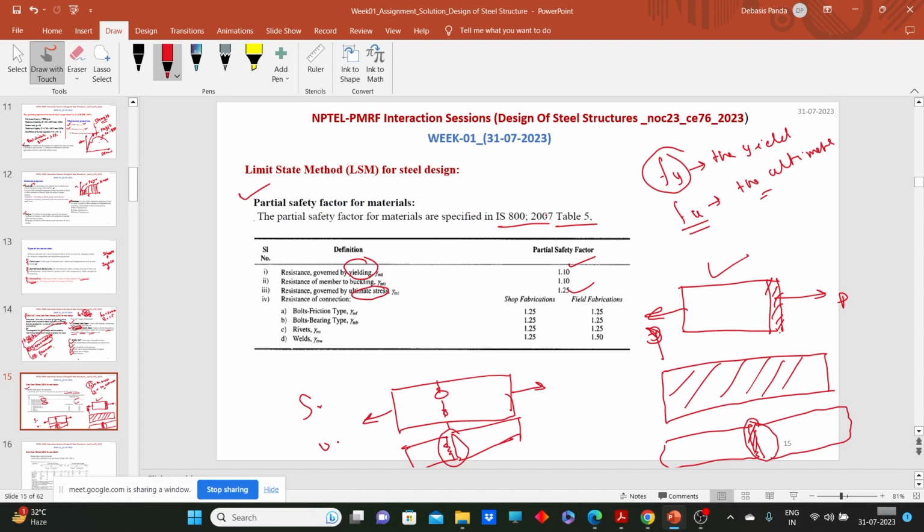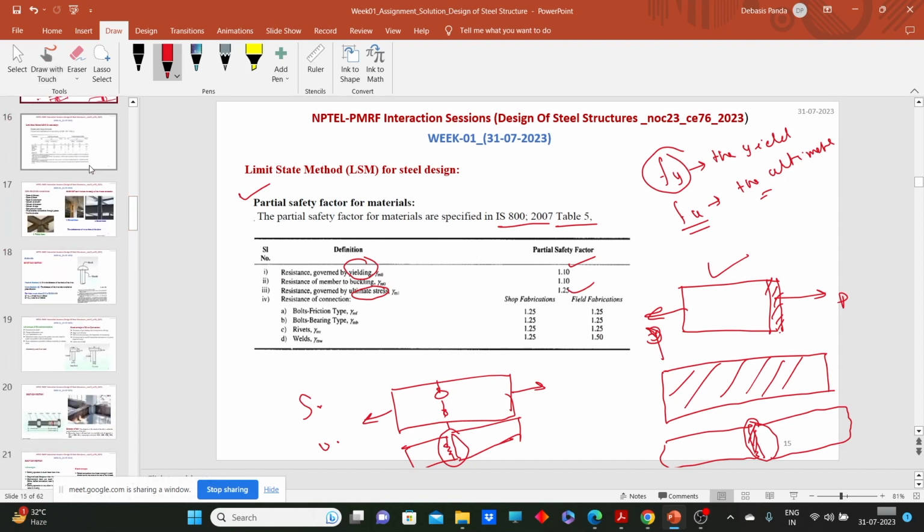Now you have an idea that in steel we consider two stages as failure: first, the yielding, and secondly, the rupture. These two conditions will come when we design a section or arrange bolted joints, so these things will get clear.